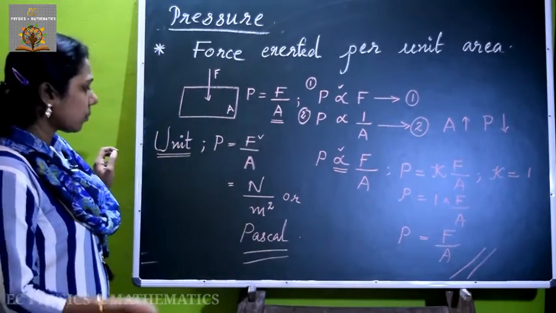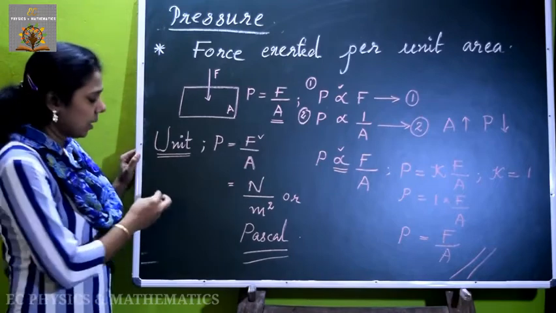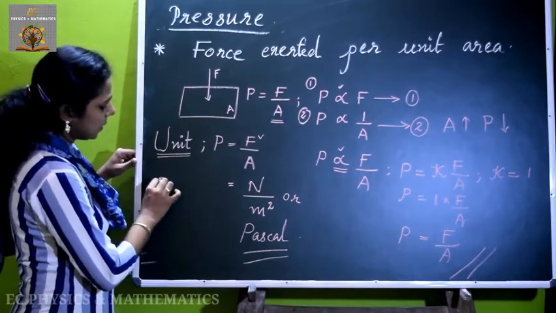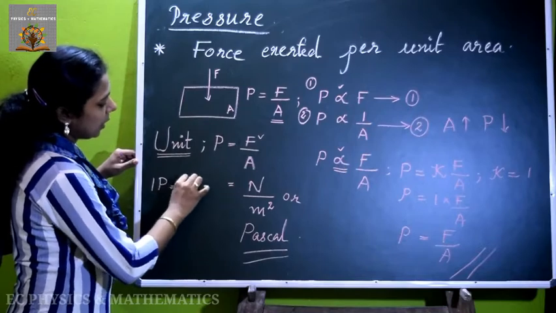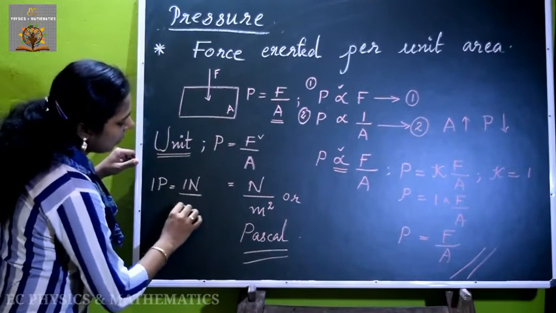Next, 1 Pascal means 1 Newton per 1 meter square.